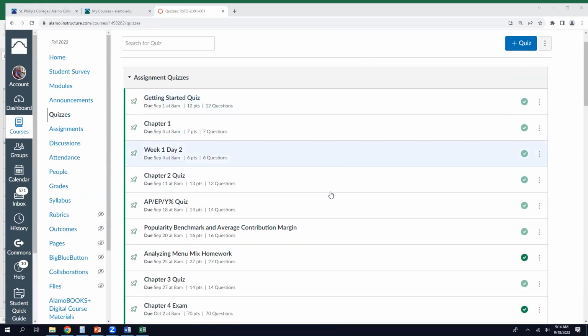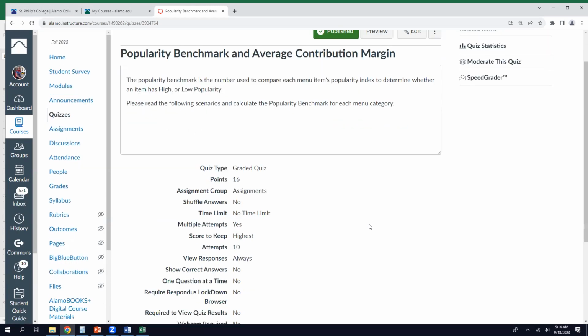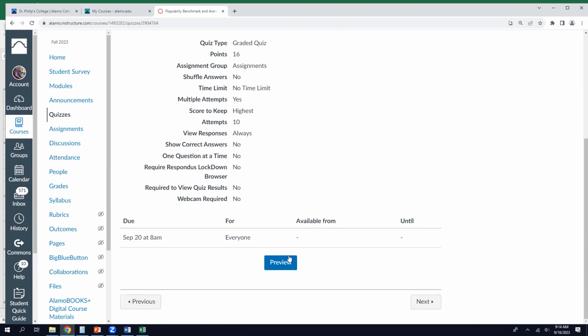Before you come to class on Wednesday, there is a quiz called the Popularity Benchmark and Average Contribution Margin Quiz. This is going to help you practice identifying those benchmarks and the average contribution margin. So let's take a look at this.